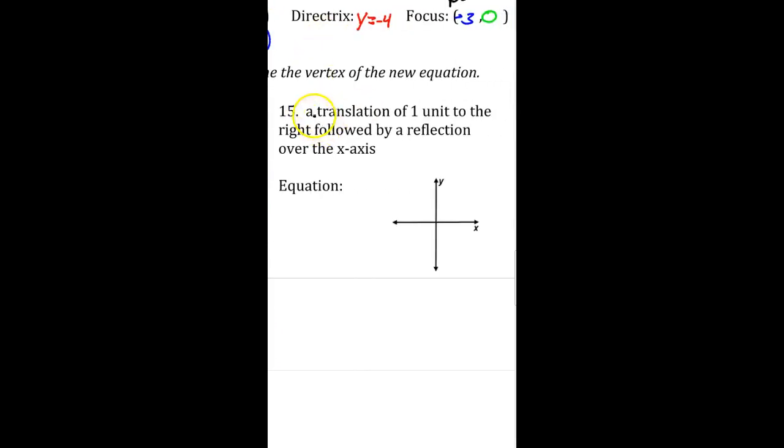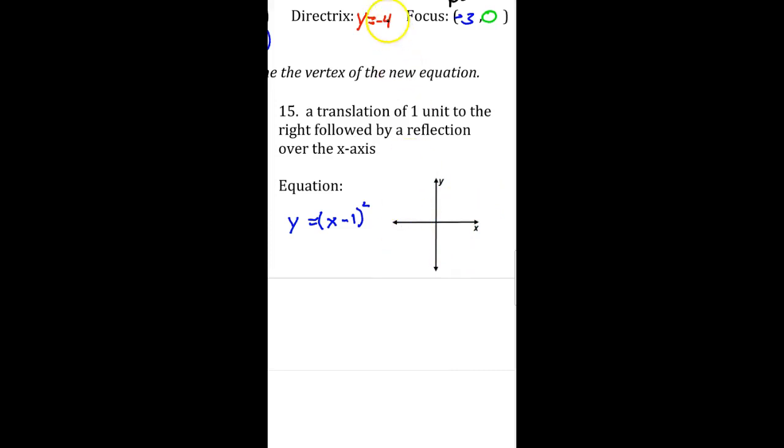All right, so here it does say translated 1 unit to the right. Okay, so that's left to right. It's going to be x minus 1 squared. The y isn't translated at all, but it does say reflected over the x-axis. So if this is the x-axis, reflected over the x-axis would look like this, right? So reflected over the x-axis is the same thing as opens down. You just have to draw the picture. You can see once you reflect it, it just means the parabola opens down.